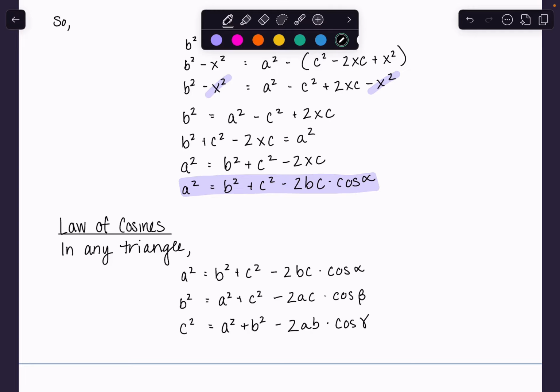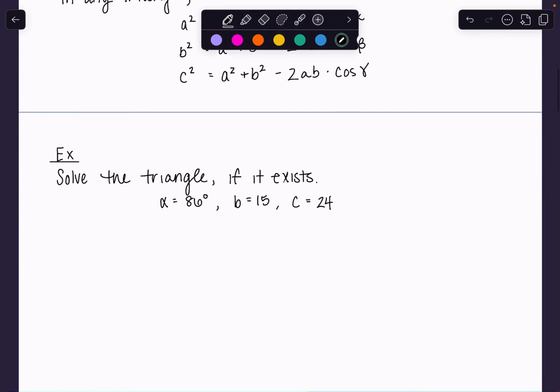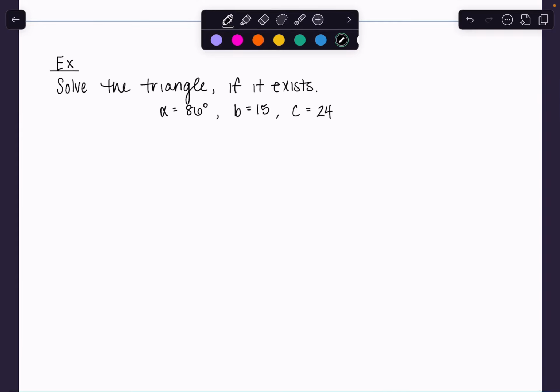Okay? So let's try a few examples of this. We're going to solve the triangle if it exists. So we're given alpha, b, and c. As you can see, we don't have a full pair of information. But I'm going to go ahead and still draw my triangle. Alpha pairs with a, beta pairs with b, and gamma pairs with c. The info that's given is b, c, and then the angle between them. So this is that side-angle-side case.